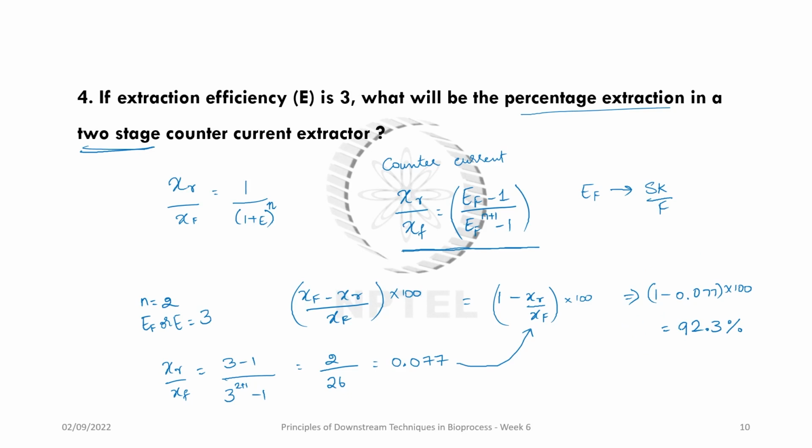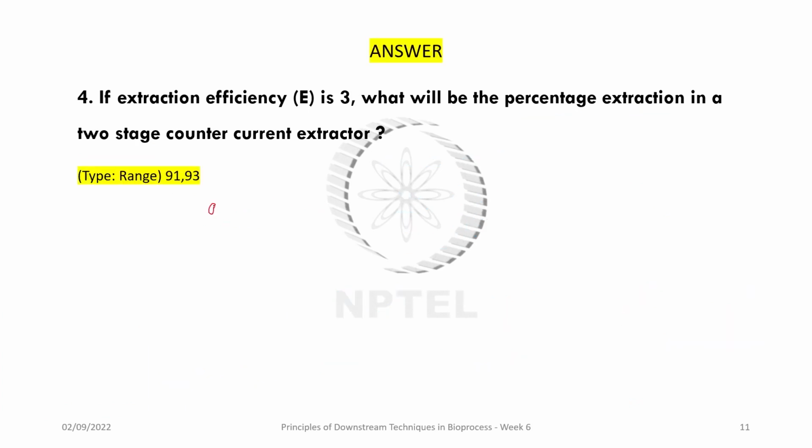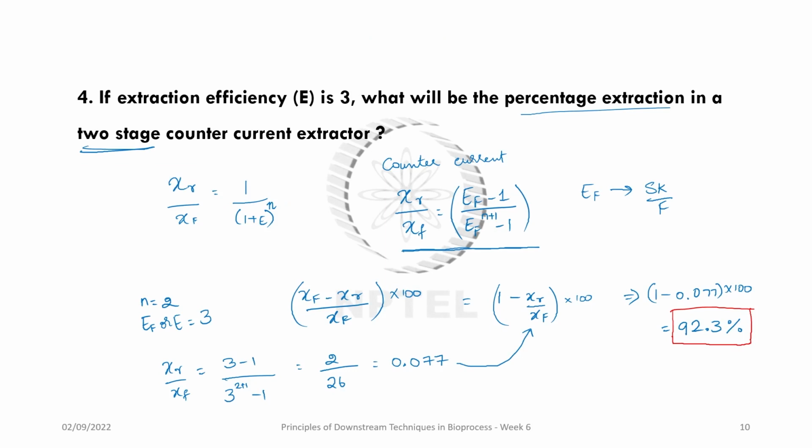Okay, sounds fair? Do you want me to repeat? This is the final answer. I've calculated here, substituted there, and arrived. Does anybody have any questions? So our answer is 92.3%. Shall I proceed? I hope these readings are clear. If somebody wanted to say something? Okay.